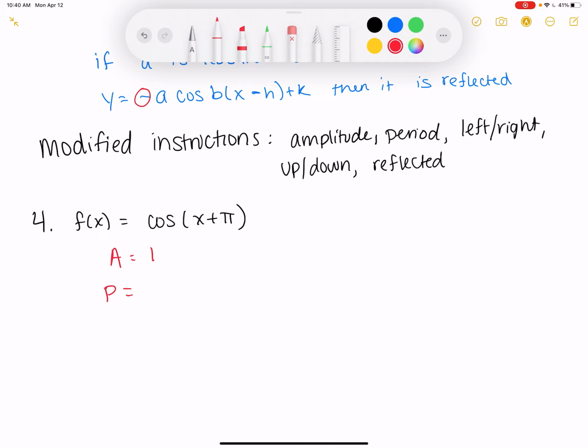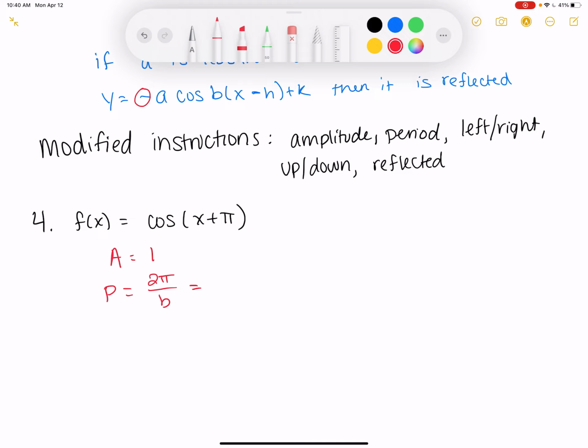Can you tell us what the formula is one more time? Period is 2 pi over b. Okay, I'm just writing the formula this one time since we haven't done it in a while. So 2 pi over b.